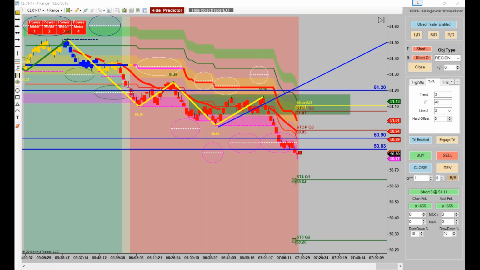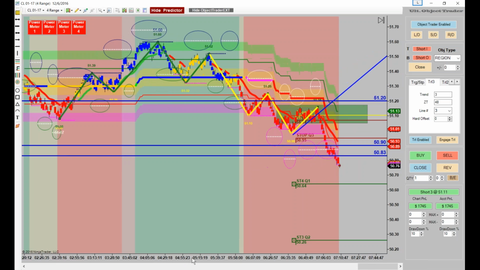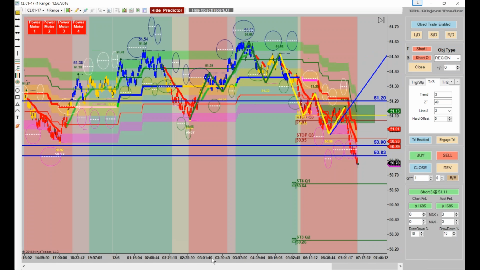See, that closed below, so I would probably go ahead and move my stop a little bit tighter, like right there above that swing. Now, let's look to the left to trade the right and see if we can figure out the next trade. Let's look.